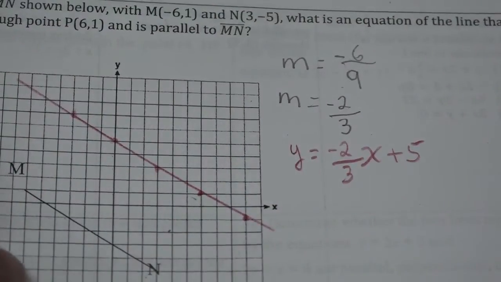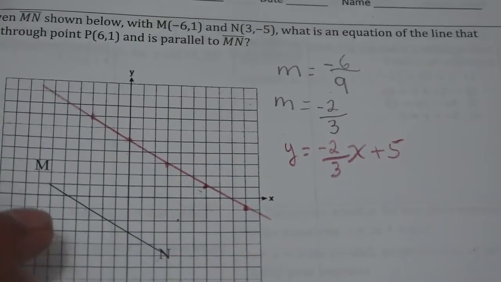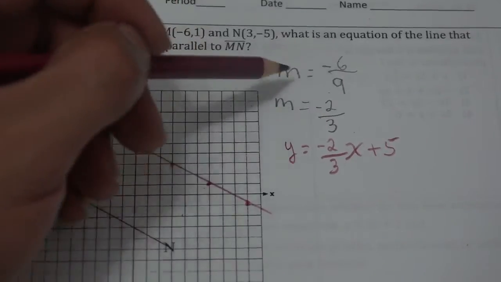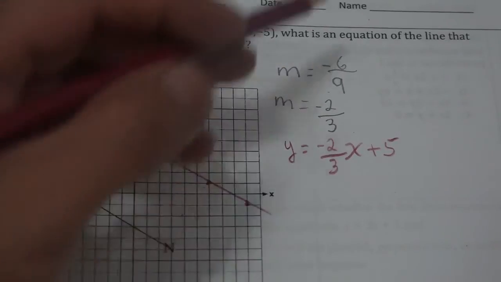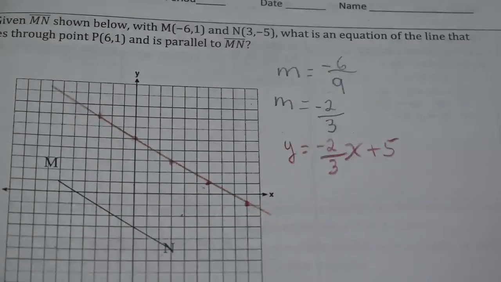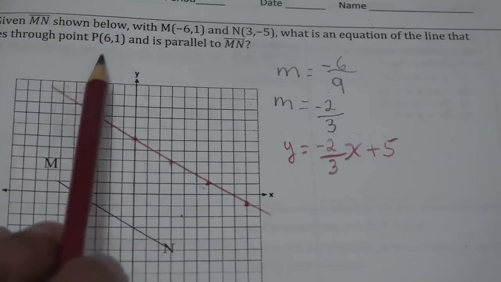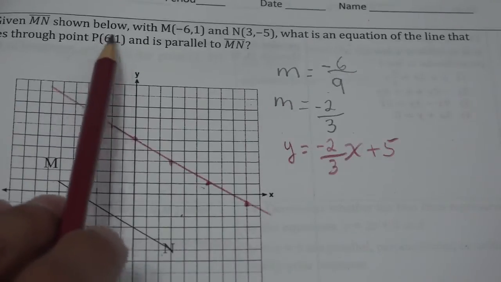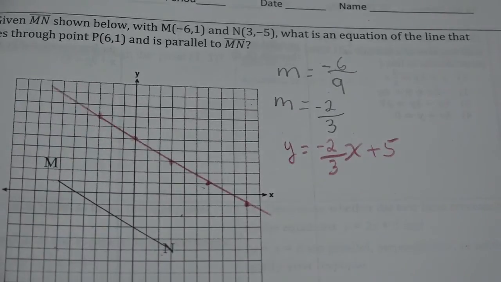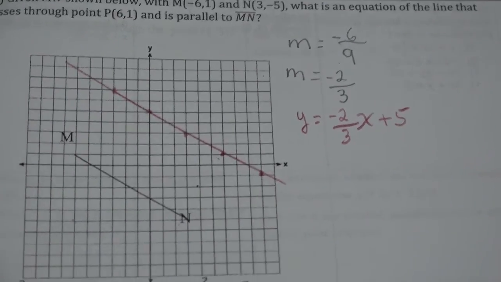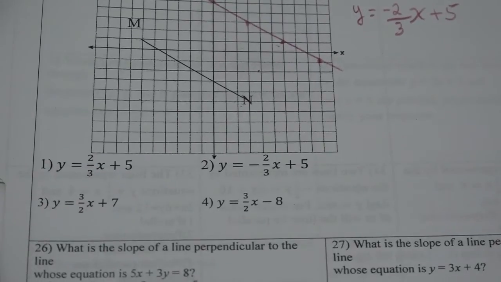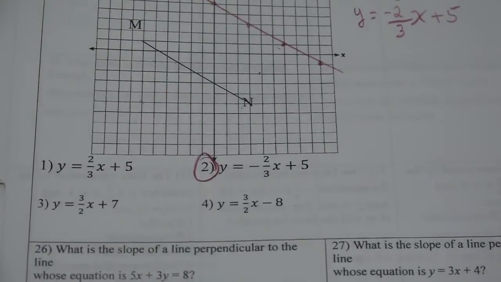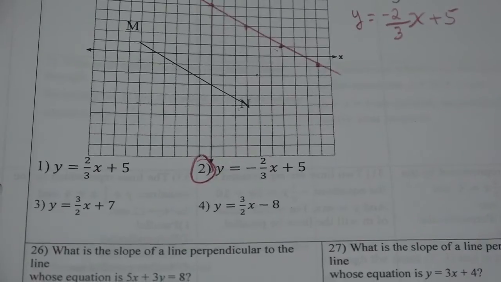If you don't like to do it graphically, by all means, after you identify the slope, write y equals mx plus b, type the point 6, 1, or in other words, replace the x and y with the point, and you follow the same thing that we've been doing over and over. So anyways, negative 2 over 3x plus 5. Choice number 2. Okay?